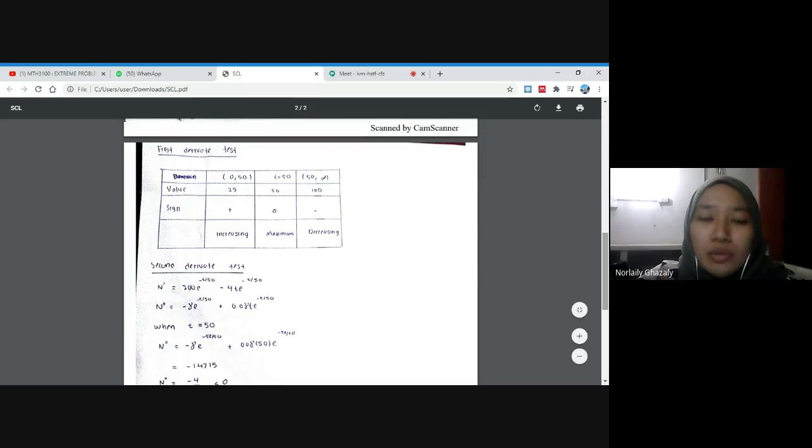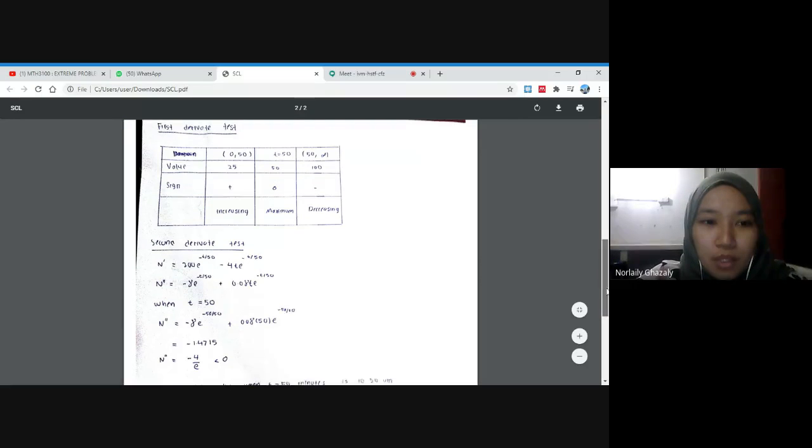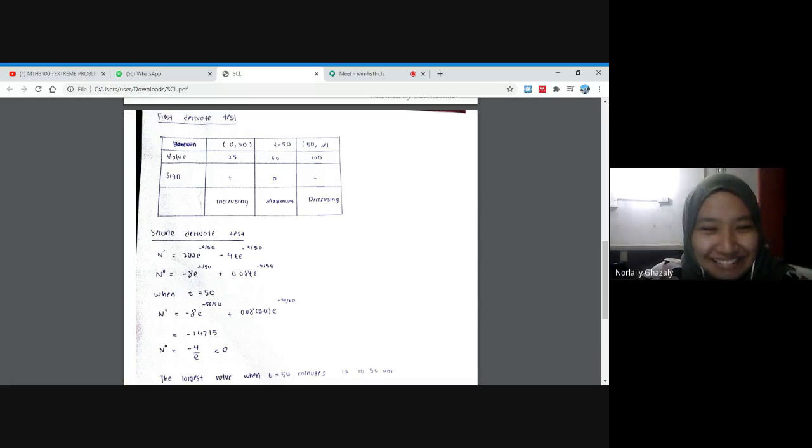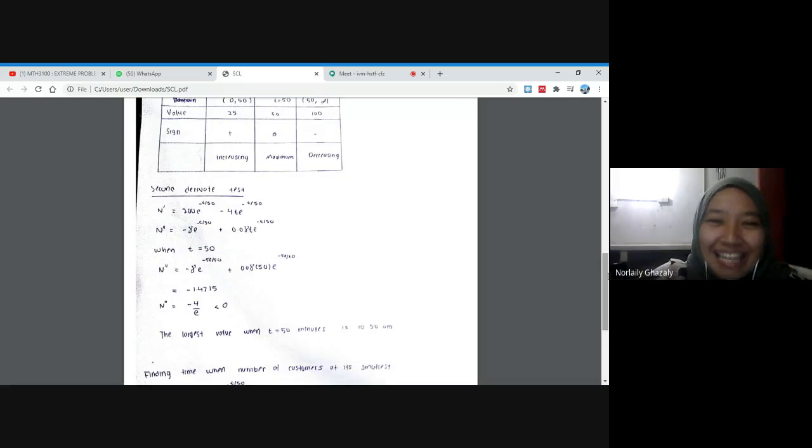Okay, second, we're going to do the second derivative test. So this is the first derivative test, and this is the second derivative test. This is the answer that we got here. I hope you can understand. Sorry, my mistake. When t is equal to 50 for the second derivative, I substituted here and also here.